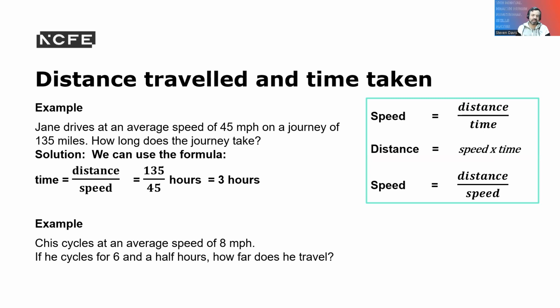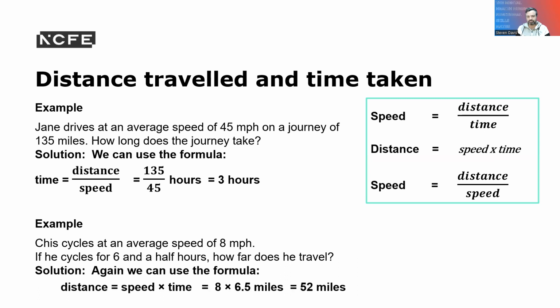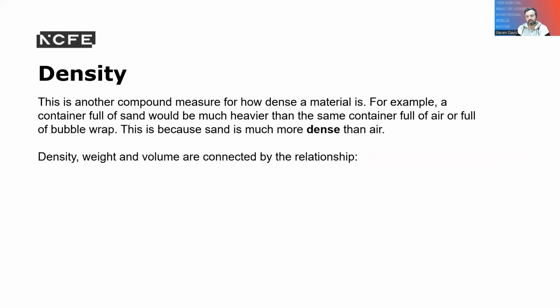So let's have a look at this one. Chris cycles at an average speed of 8 miles per hour. If he cycles for 6 hours and a half, how far does he travel? So we can now do distance equals speed times time, which equals 8 times 6.5 miles. So that's 52 miles.